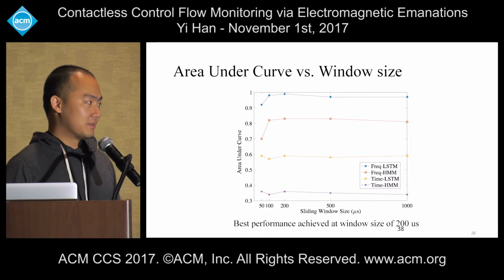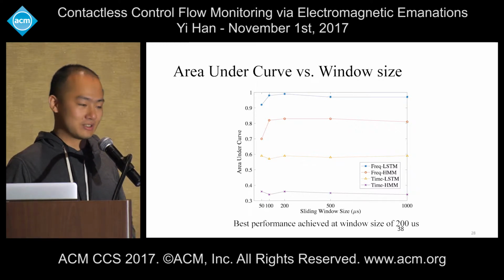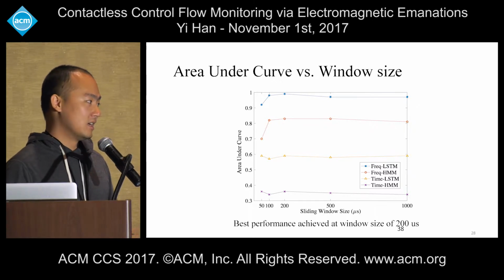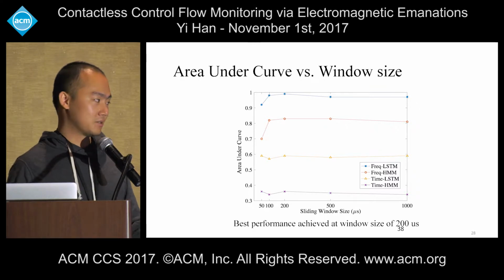We observe the same results for the detection performance, and the maximum performance is achieved at a window size of 200 microseconds.